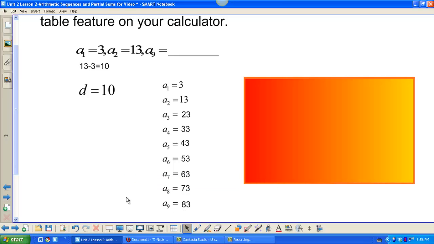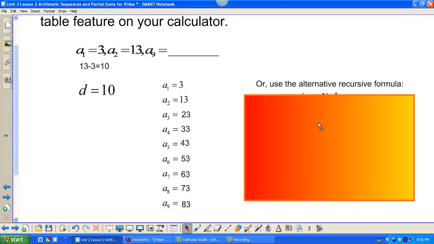But 9 wasn't too bad of a number. What if we wanted you to find a sub 100? In my opinion, this would not be an efficient way to figure that out. So we need another way. Well, I can try to write a formula in terms of n, a function where I put in the 9th term, the 50th term, the 100th term, and then I can output that number in the sequence.